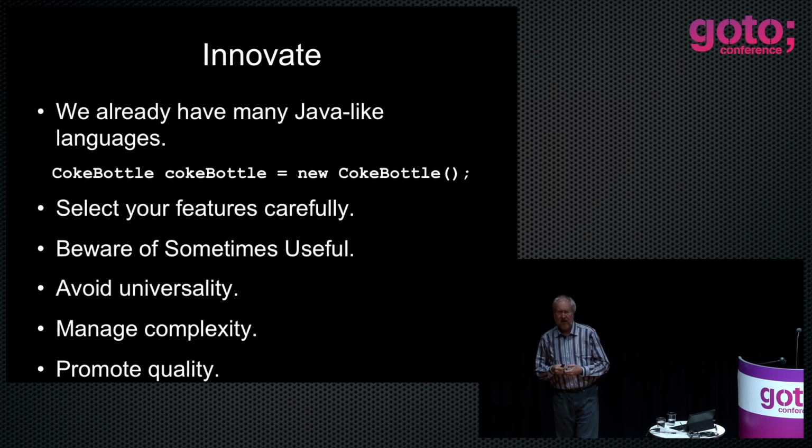Avoid universality. There have been a lot of attempts at making the one universal language, the language that's good for everything. That doesn't work. What seems to work better is design a language which does one specific thing really well. And chances are there are a lot of other things it will also do really well. But at least you'll do one thing really well, and that's better than a lot of other languages can claim.